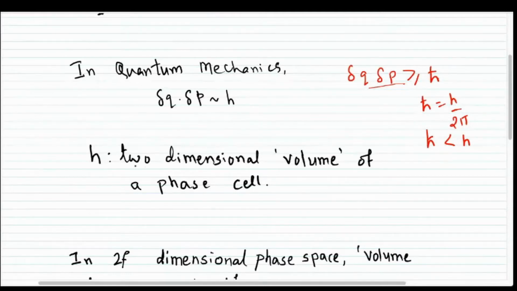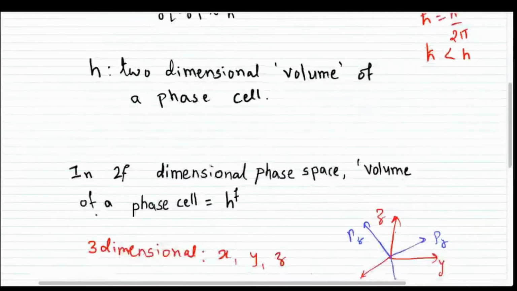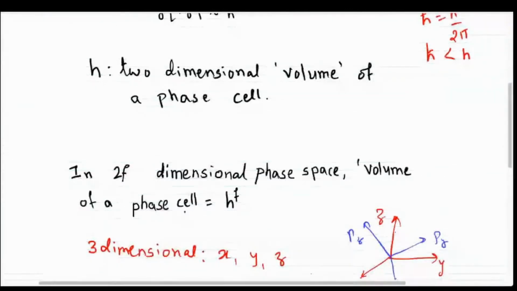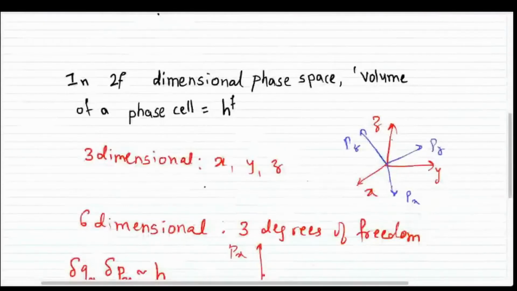Now what is two-dimensional? In this two-dimensional case, we consider one position coordinate and one momentum coordinate. So if you are talking about one-dimensional position and one-dimensional momentum for the motion of a particle, then the smallest phase cell will have a volume of h, which is nothing but the two-dimensional volume of a phase cell. And if we go to 2f-dimensional phase space, the volume of a phase cell will be h raised to f. For example, when we consider 3 coordinates for position x, y, z.